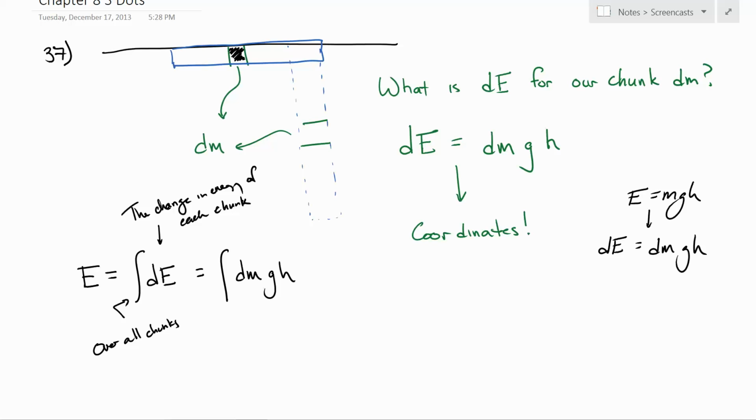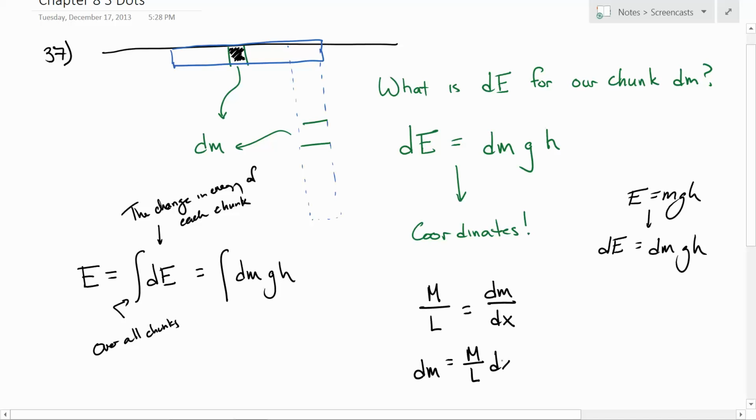So if I break this up, dm, this thing is a constant linear mass, so I know that the total mass over the total length will be the little mass over the little length. So, dm will equal m over l dx. We will sometimes call m over l lambda. Lambda for linear mass density.